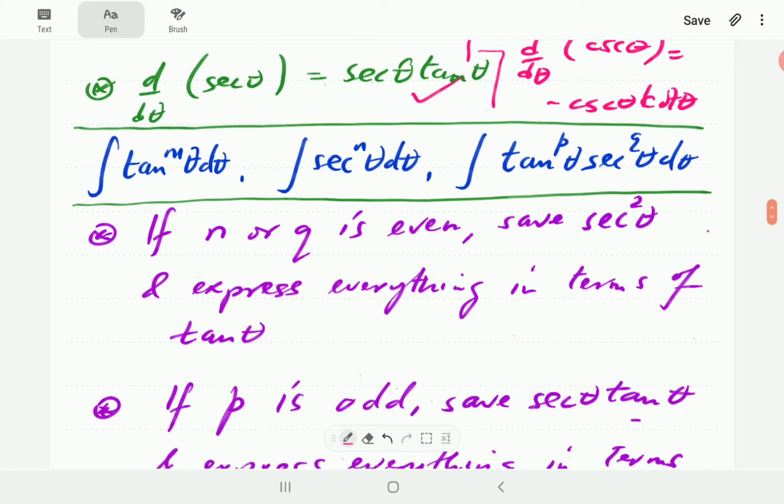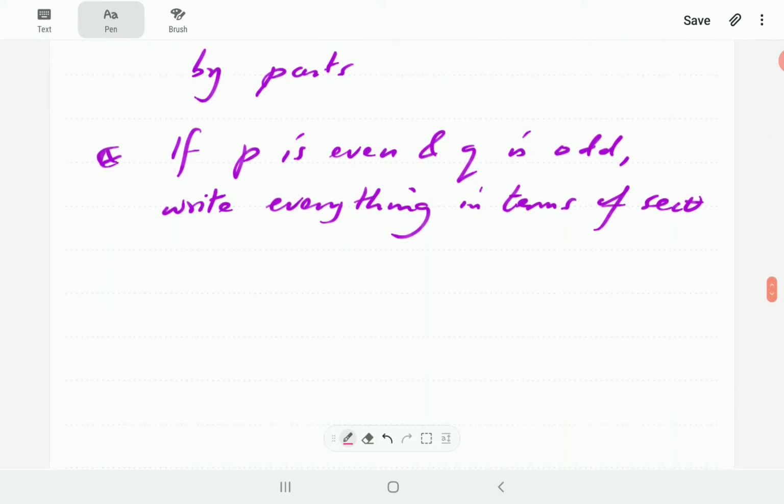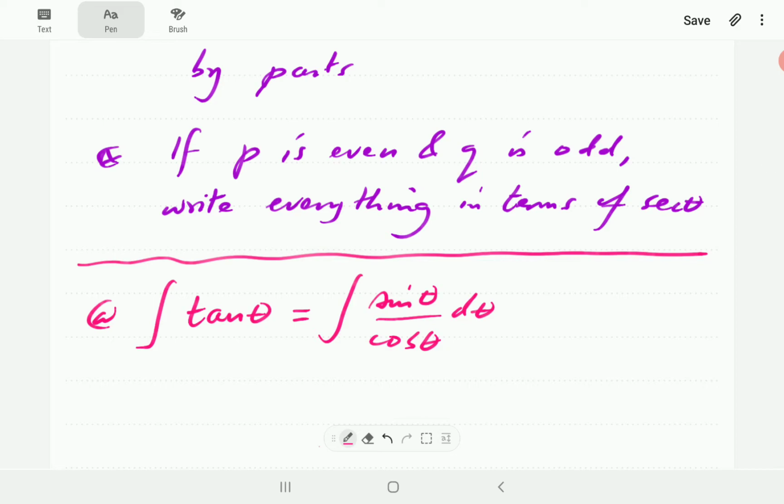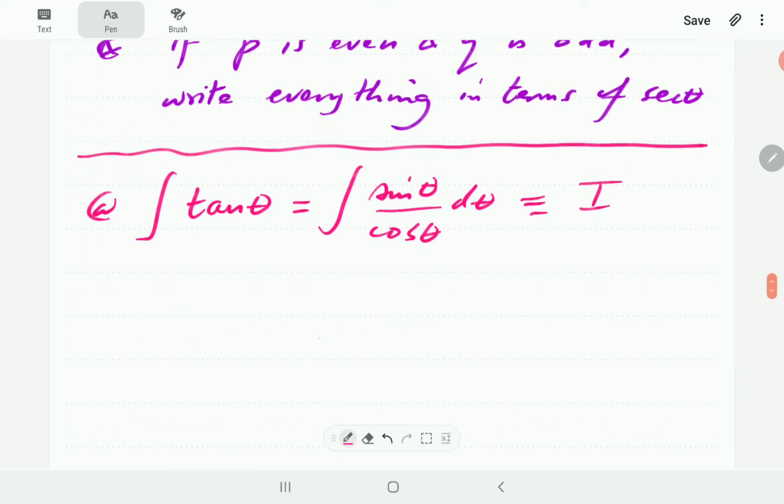So let's start with the first one then, which is the integral of tangent. So for the integral of tangent, we are going to write this in terms of sine and cosine, and then we're going to use the ideas we talked about in parts 1 and 2. So that's why the advice to make sure you have seen those ones is useful here.